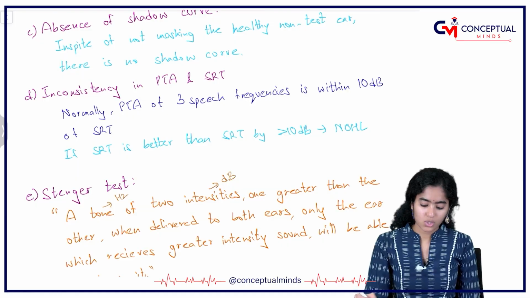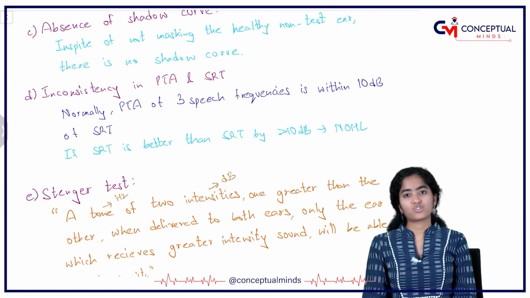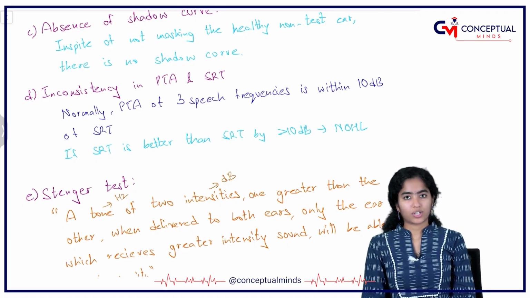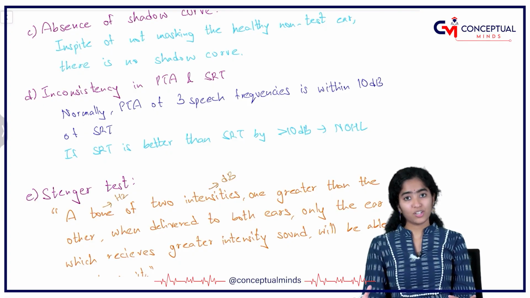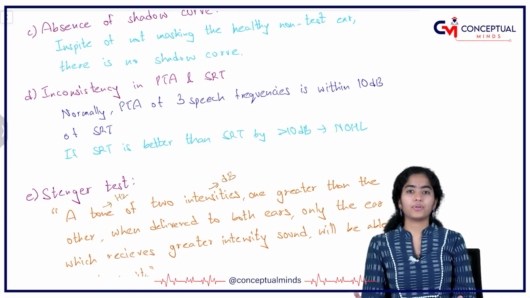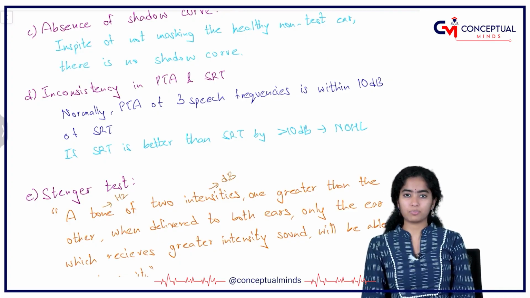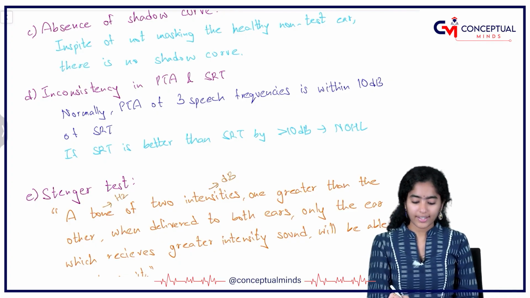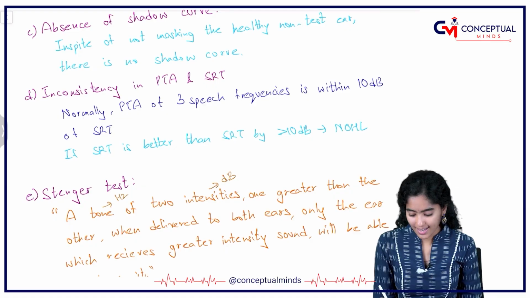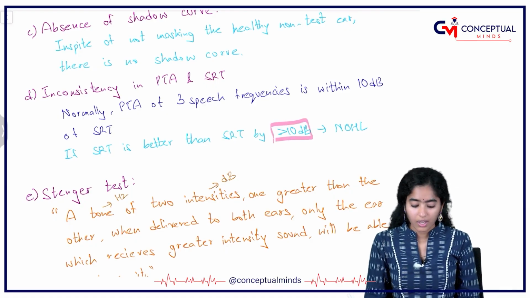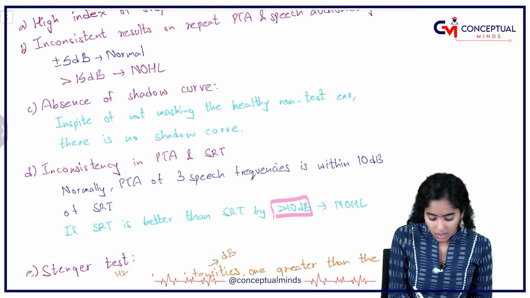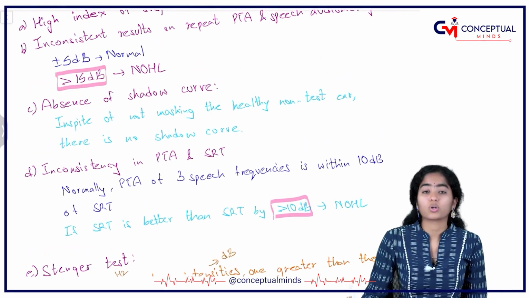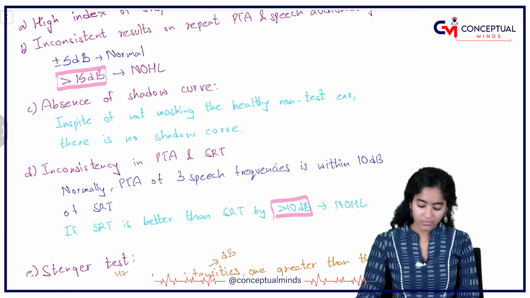Inconsistency in the results of pure tone audiometry and speech reception threshold. Normally, they are within 10 decibels of each other, but if the variation is more than 10 decibels, if the speech reception threshold is better than pure tone audiometry by more than 10 decibels, it indicates non-organic hearing loss. 10 decibels has to be remembered here. Now here it is 10 decibels, and variation on repetition of the test is more than 15 decibels.